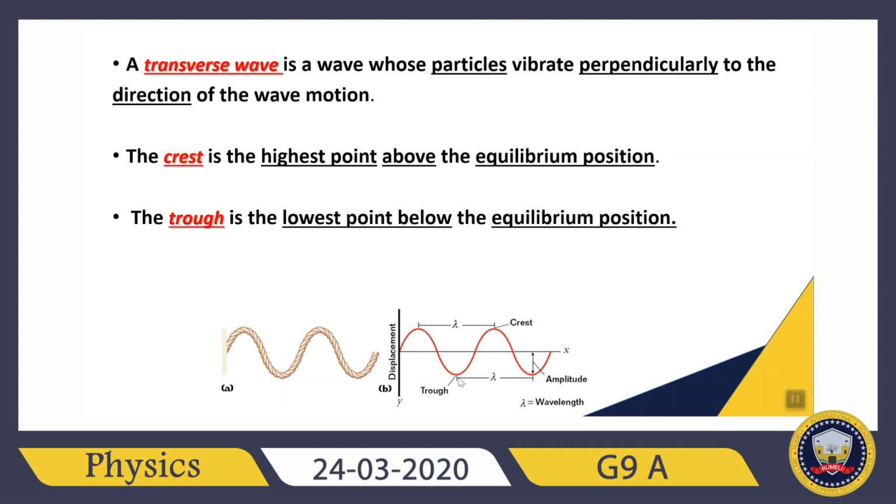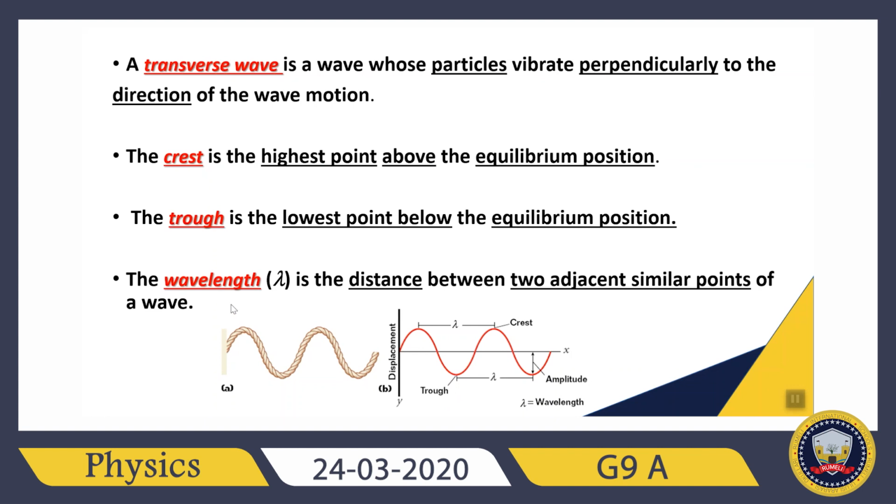Also, the distance between two successive troughs. Here is the first trough, here is the second one. The distance between them is called wavelength again, and symbolized by this letter which is called lambda. So the wavelength is the distance between two adjacent similar points of a wave. Adjacent similar points, two successive points of a wave, whether crests or troughs.